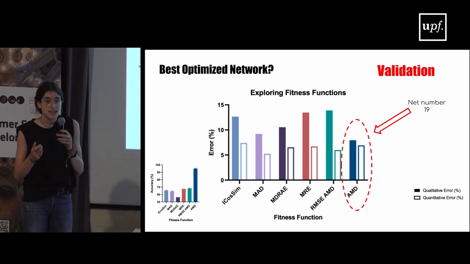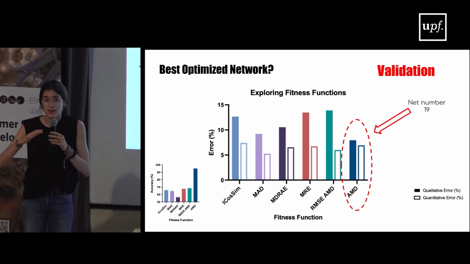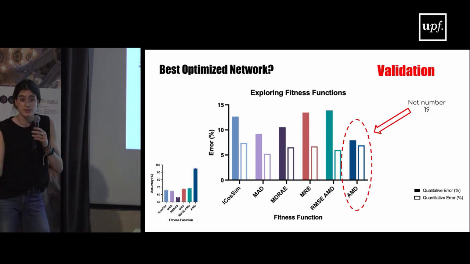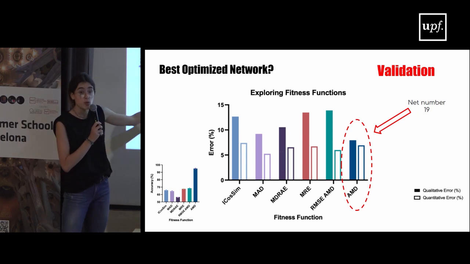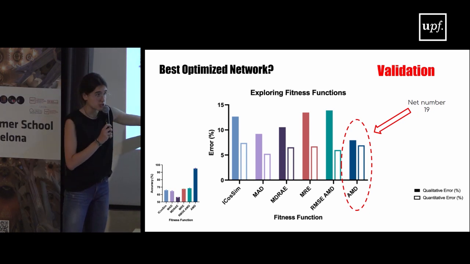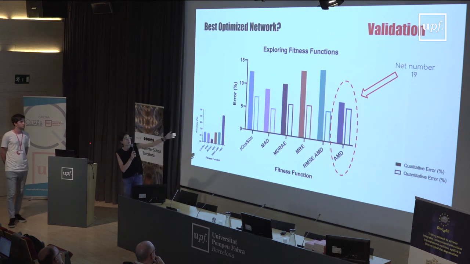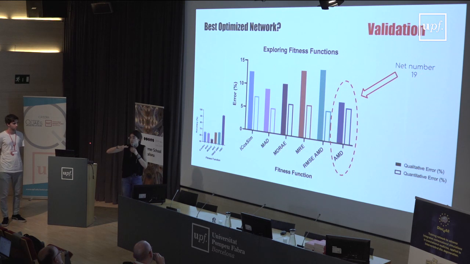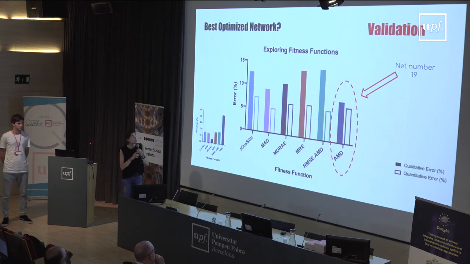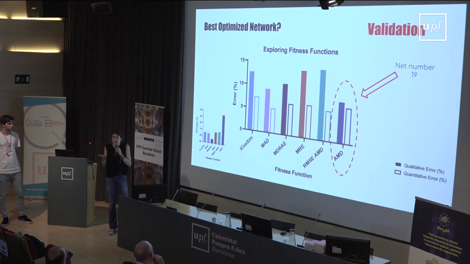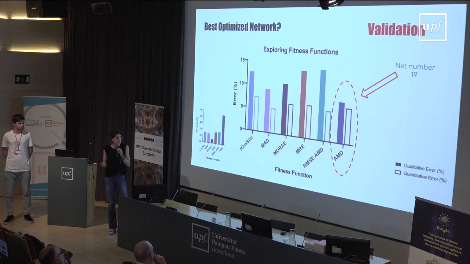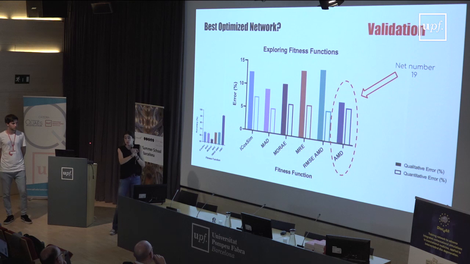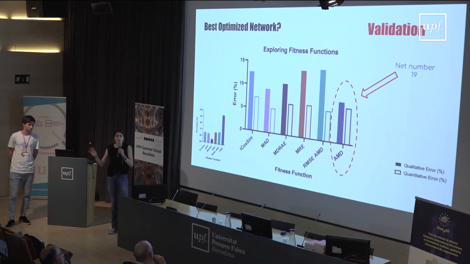In order to check which is the best optimized network that we created over the 1,000 networks generated with the 10 different optimization fitness functions, we computed the errors. We can see that the one with the highest qualitative performance is the AMD fitness function, and regarding the errors, it is very balanced, with low errors. So we decided that the AMD fitness function is the best optimization process. Inside the AMD fitness function, network number 19 was the best of all the 100 networks.